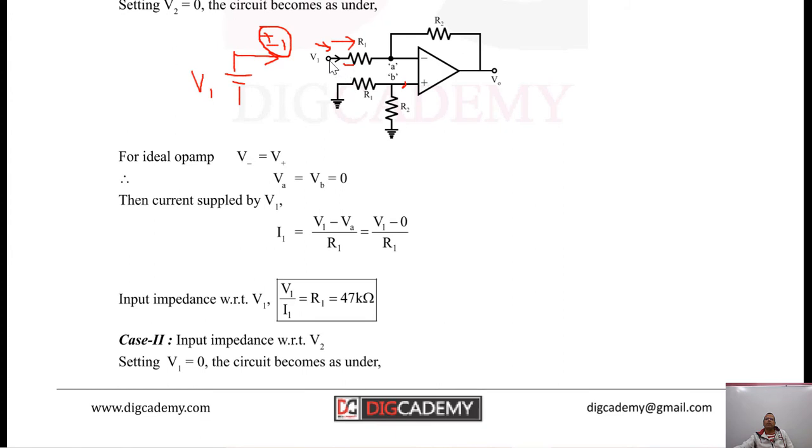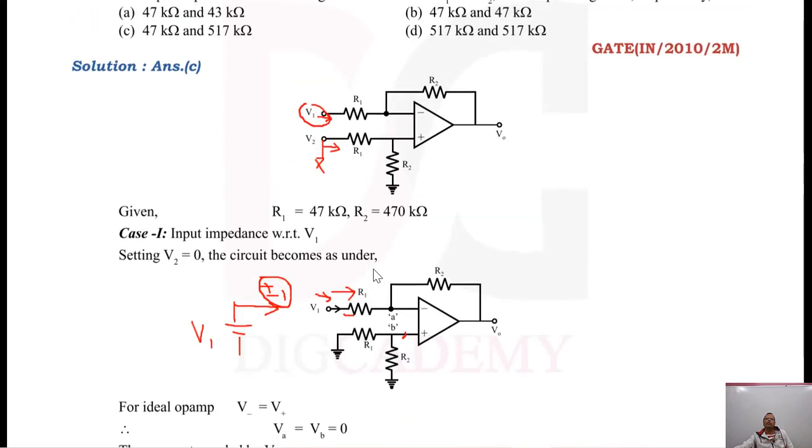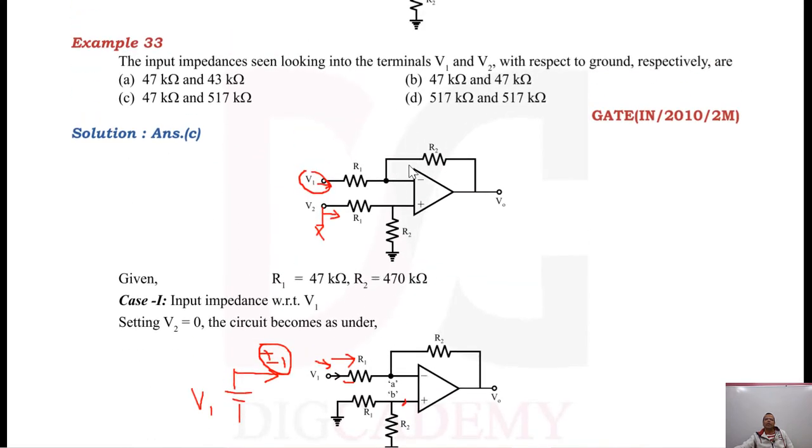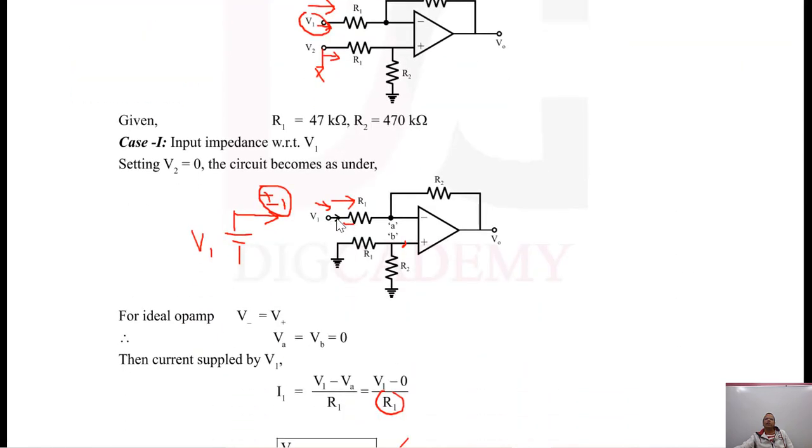So what will be V1 upon I1? That will be equal to this resistance. You can see V1, I1 can be taken on this side. So V1 upon I1 is this, that is 47 kilo ohms. So the resistance seen with respect to this terminal is 47 kilo ohms. So the resistance with respect to V1 is 47 kilo ohms.